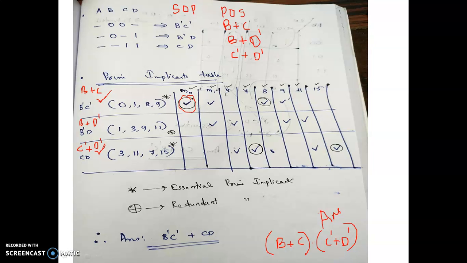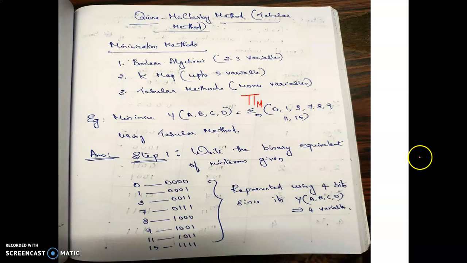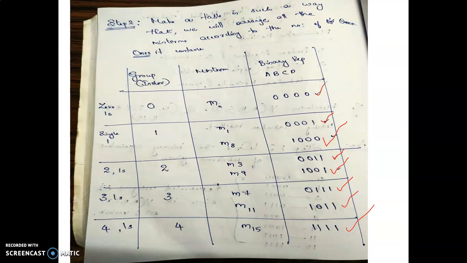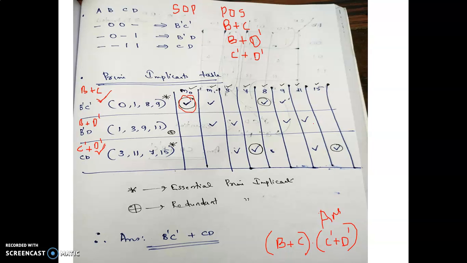Okay, so this is how you will perform the operations when the question was to minimize in POS. The question was just like, instead of sigma given here, if the question was pi m 0, 1, 3, 7, 8, 9, 11, 15, this is how you have to perform the operation. All these steps remain the same, just like what you have done in the case of sigma. The change happens from this step onwards, when you are going to represent the value, you will be representing it in POS format.